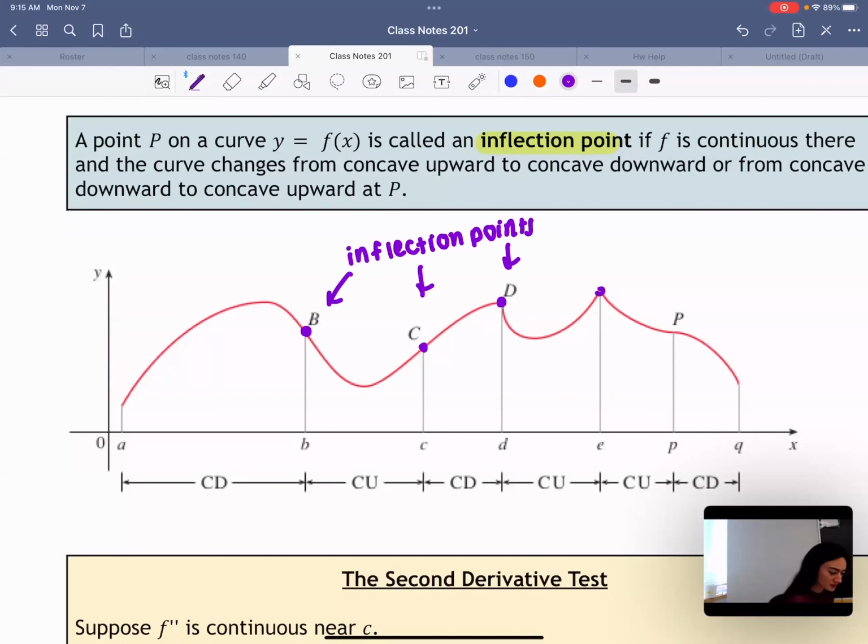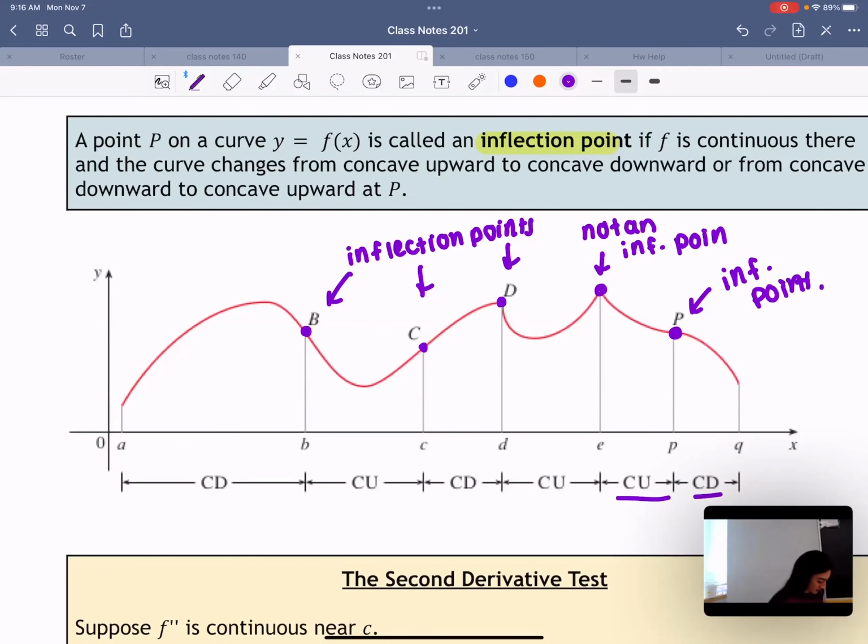Why is E not an inflection point? Or why is this point that I just drew not an inflection point? Michael? It's not changing concavity. Yeah, right. Over here the second derivative doesn't exist, but we're going from concave up to concave up, so there's no switch in concavity. This is not an inflection point. Now point P is an inflection point because we're switching from concave up to concave down.